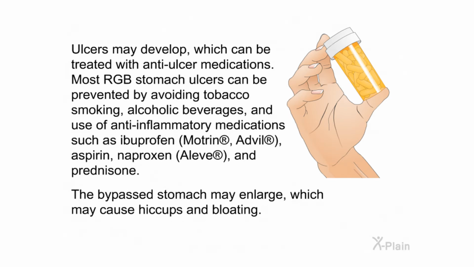Ulcers may develop, which can be treated with anti-ulcer medications. Most RGB stomach ulcers can be prevented by avoiding tobacco smoking, alcoholic beverages, and use of anti-inflammatory medications such as ibuprofen, Motrin, Advil, aspirin, naproxen, Aleve, and prednisone. The bypassed stomach may enlarge, which may cause hiccups and bloating.